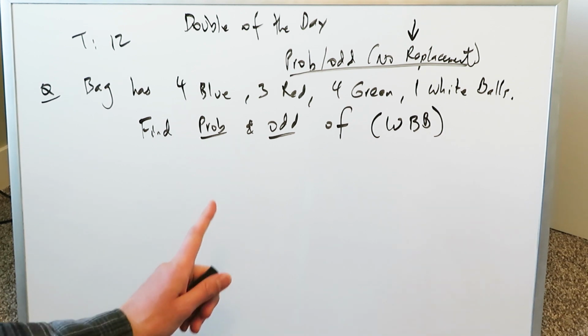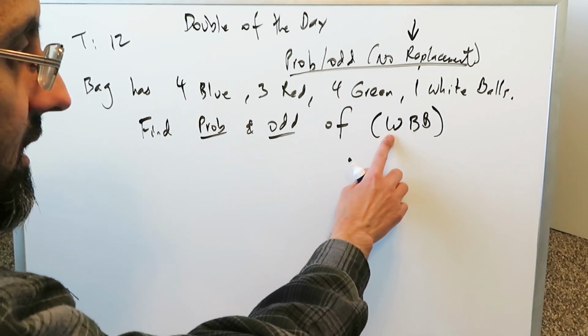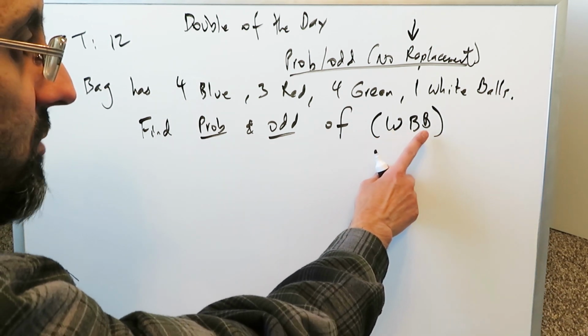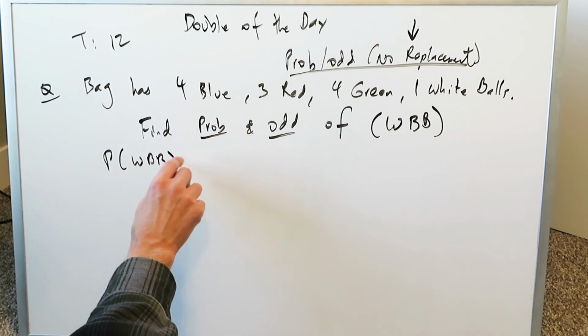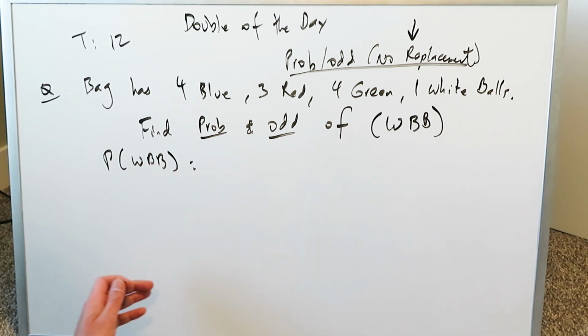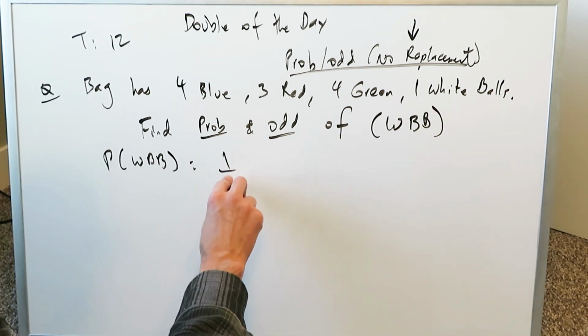For the second and last question, let's look at this. The probability and odds of receiving a white ball, a blue ball, and a blue ball. We'll do the probability because the probability is always easier. What's the probability of getting a white ball? Well, there's one ball out of a total of 12.